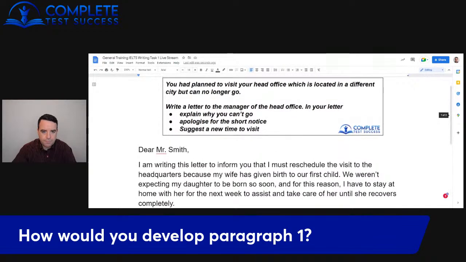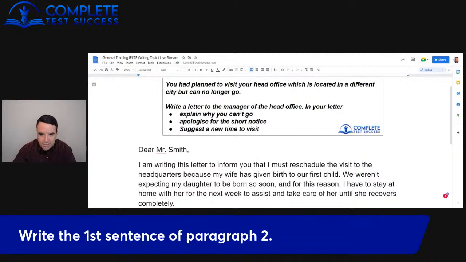Okay, so from there, that brings us to our second prompt. So my next task for you is to write the first sentence of paragraph 2. So the prompt is apologize for the short notice. Apologize for the short notice. So that's the next thing we need to do, the first sentence of paragraph 2. And again, make sure to give a direct response in the first sentence. Don't get there eventually, get there in the beginning.